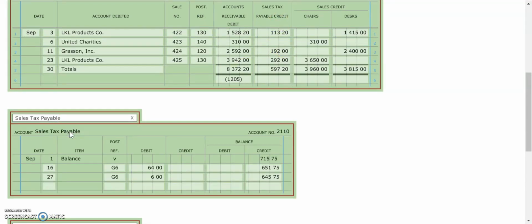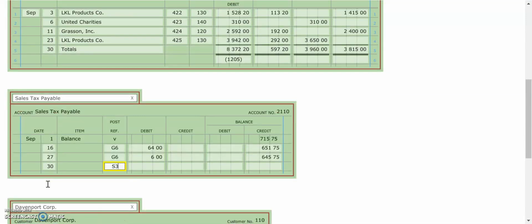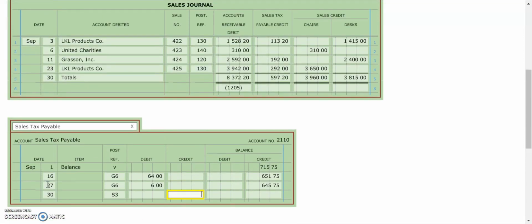So we open up sales tax. Again, we put the 30th, S3. This is a credit for $597.20. So because it is a credit, we're actually adding these two numbers together. So we get a new total of $1,242.95. Again, we come up here, parentheses, 2110, oops, there we go. Okay, our last two that we need to do are for our sales.